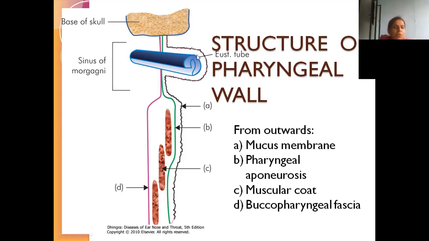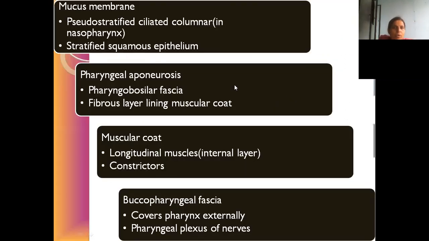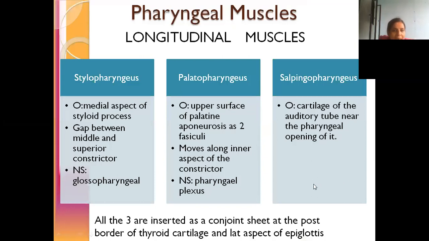Buccopharyngeal fascia. If you remember, there is a connection between the middle ear and the nasopharynx. The Eustachian tube, also called the auditory tube or pharyngotympanic tube, three names. The mucous membrane in the upper part of the nasopharynx is made up of pseudostratified ciliated columnar epithelium. See, I will tell only important points. I don't want to trouble you with unnecessary things.